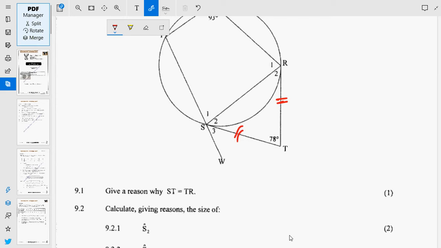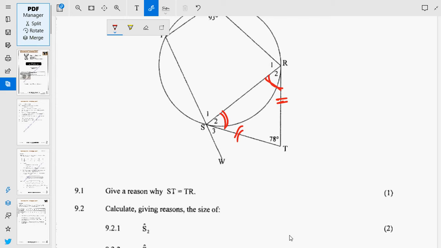You simply have to remember one of your theorems, that tangents from a common point are equal. So that's why these two will be equal. Now, immediately, these two are equal, that means we've got an isosceles triangle. That means the base angles will be equal. So this angle will be equal to this angle.